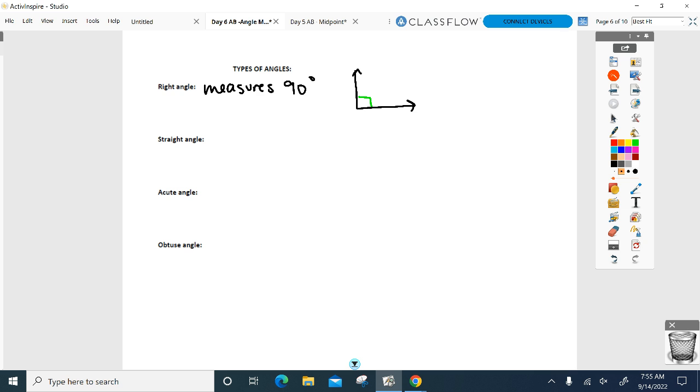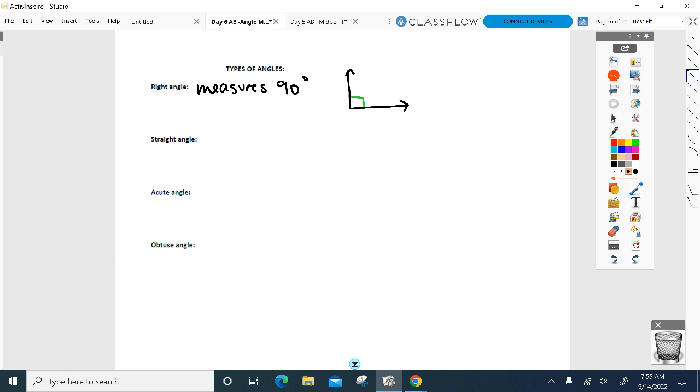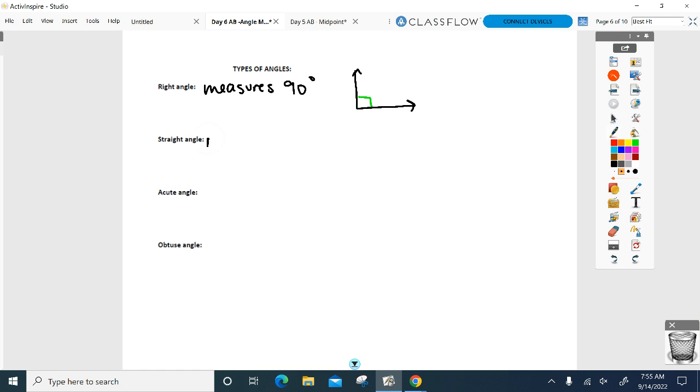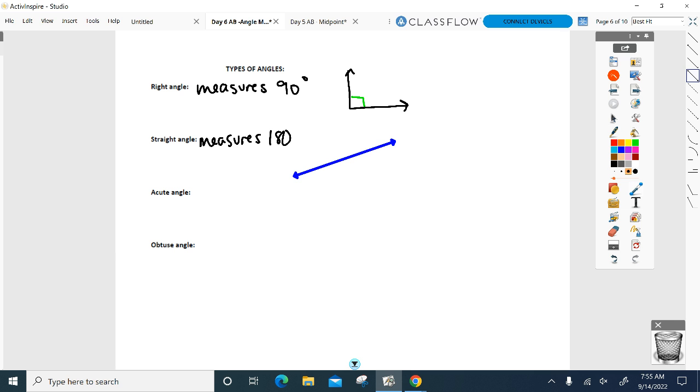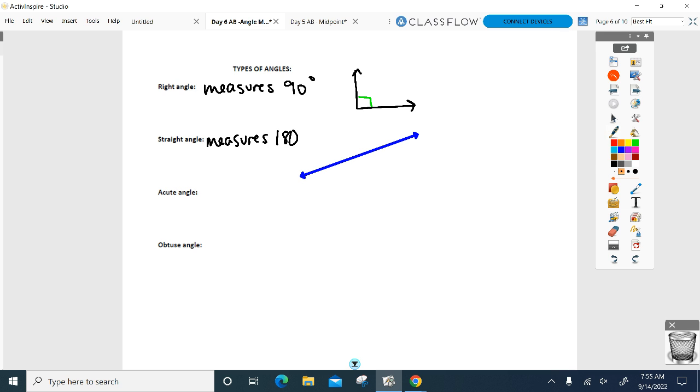Straight angle. Anybody know how much a straight angle measures? It's like 180. What's another name for a straight angle? A line. Yeah, that's all it is. Yep. Measures 180 degrees. It's a line. 180 degrees.